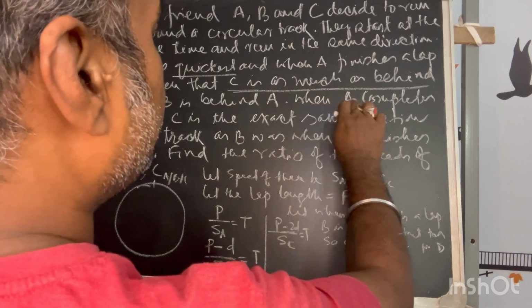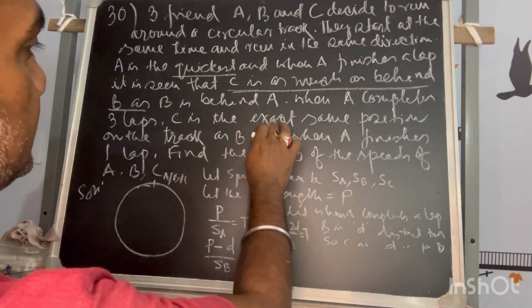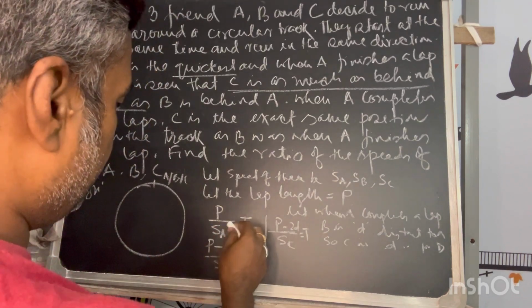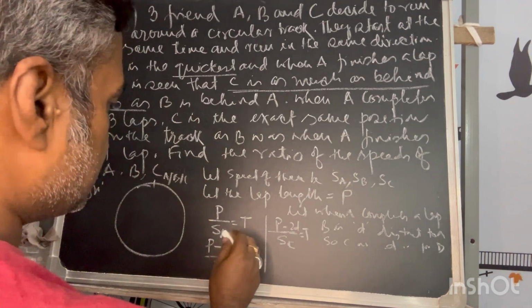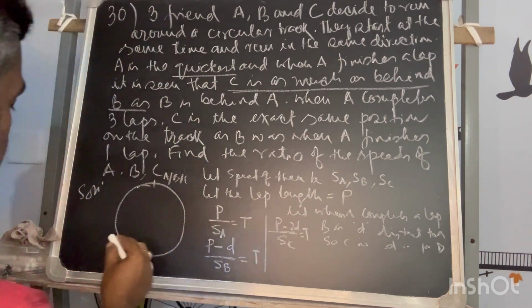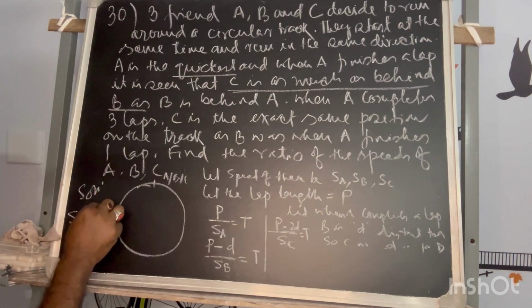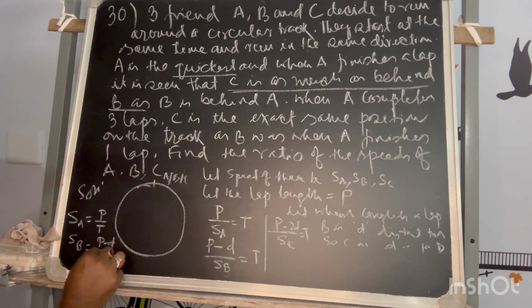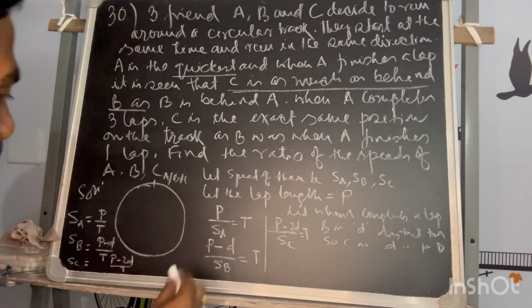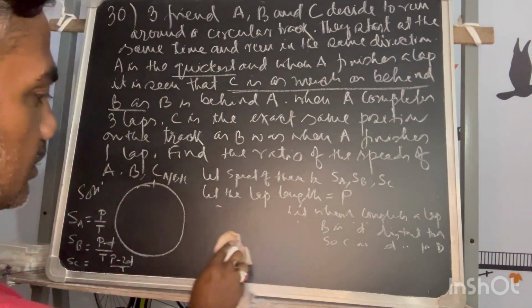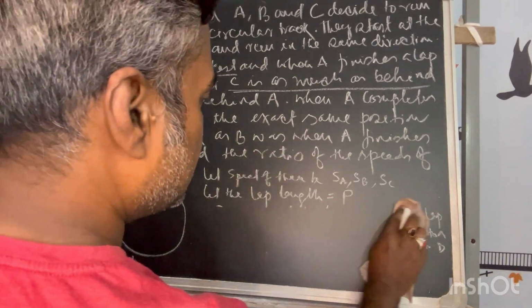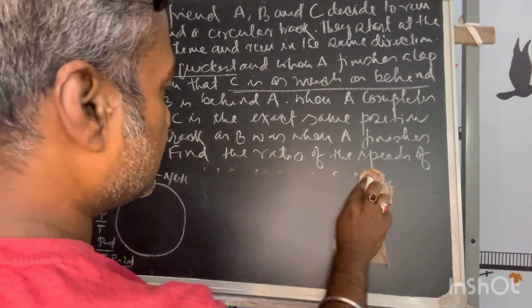Now in terms of T, SA is equal to perimeter by time T, SB is equal to P minus D by T, and SC is equal to P minus 2D by T. So all these assumptions are done: D is the distance, P is the perimeter, and the speeds are set.